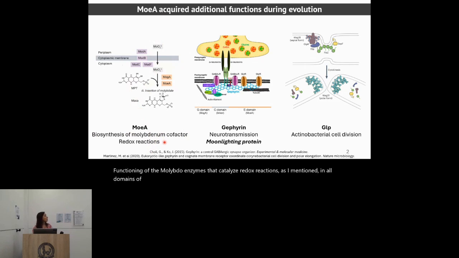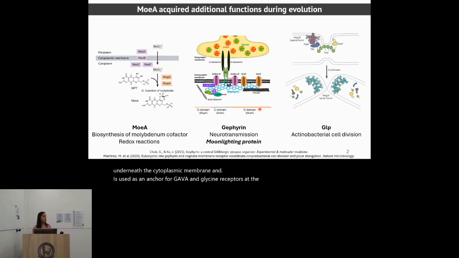of life. But what's interesting about this protein MoeA is that it has acquired different additional functions during evolution. For example, in the animals, MoeA is fused to protein MoeA in the N-terminus, and this fused protein is called gephyrin. This gephyrin forms a mesh underneath the cytoplasmic membrane, and this mesh is used as an anchor for GABA and glycine receptors at the synapses.